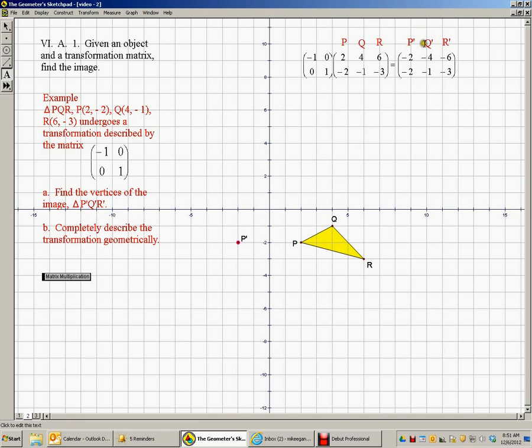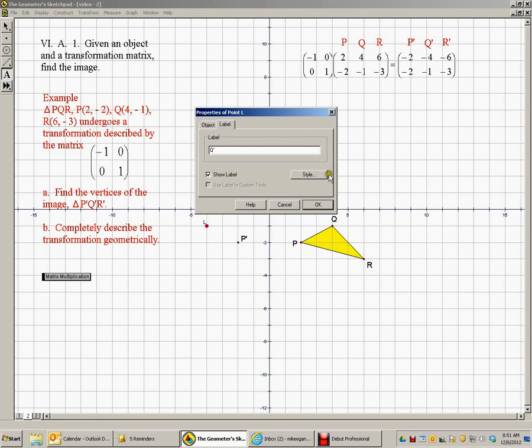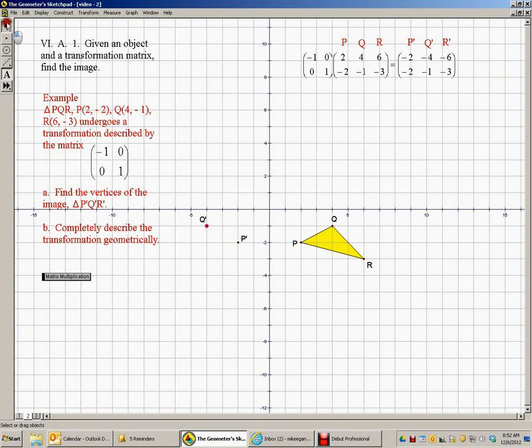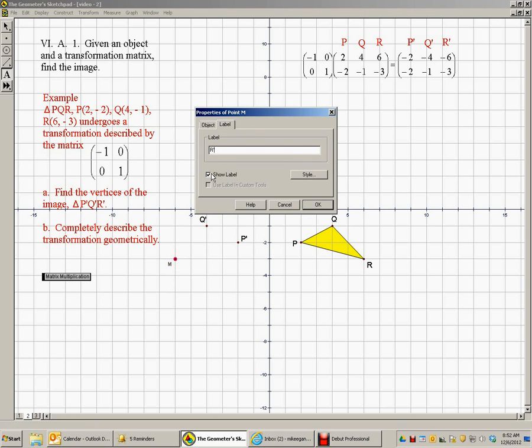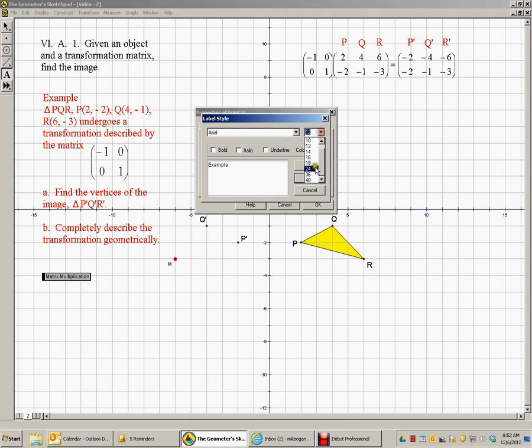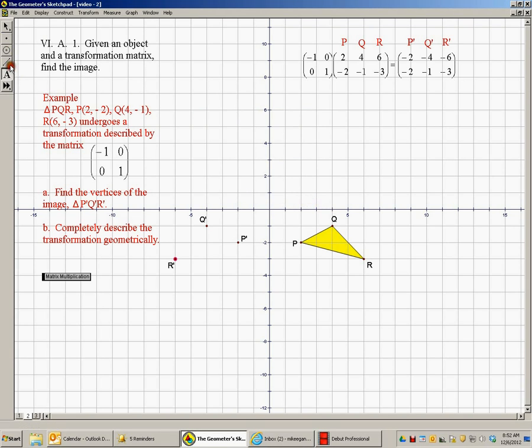Coming over here, the second column is Q prime, and it becomes -4, -1 after the transformation. So -4, -1 is here. Let me label this. This is going to be Q prime. And then finally, the last column in the resulting matrix, -6, -3. -6, -3 is over here, and that is R prime, the image of R after the transformation. So here is my resulting triangle after I make that transformation.